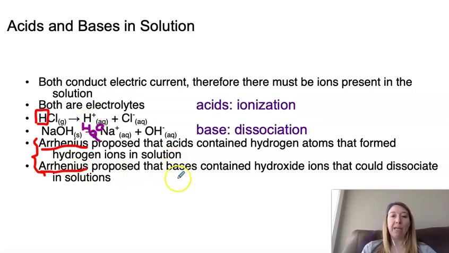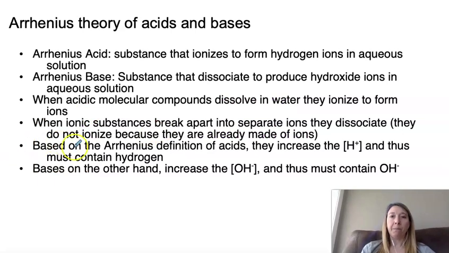So Arrhenius proposed that bases contained hydroxide ions. So here's our hydroxide ion, and they're going to dissociate in solution to produce that hydroxide. So acids have hydrogen, and they're going to produce these hydrogen ions. Bases have hydroxide, and they are going to produce hydroxide ions, okay? So first working definition of acids and bases: acids have H, they produce H+. Bases have OH, they produce OH- ions. And so that was our first working definition that we used for acids and bases, okay?